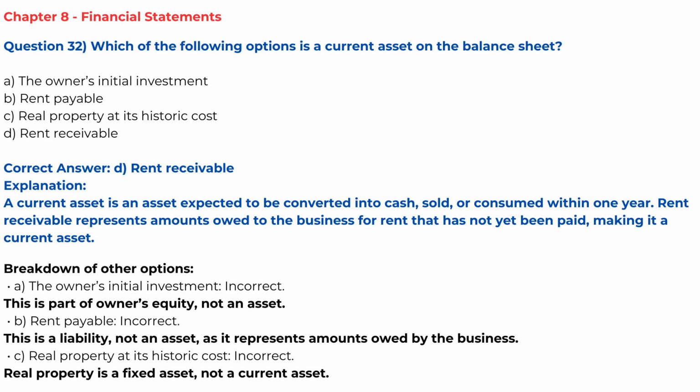A. The owner's initial investment. Incorrect. This is part of owner's equity, not an asset. B. Rent payable. Incorrect. This is a liability, not an asset, as it represents amounts owed by the business. C. Real property at its historic cost. Incorrect. Real property is a fixed asset, not a current asset.